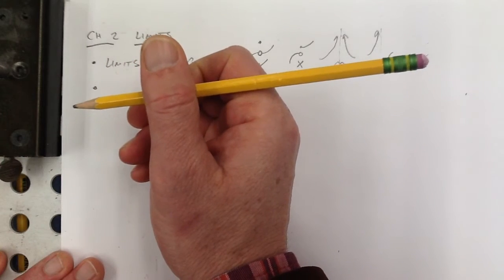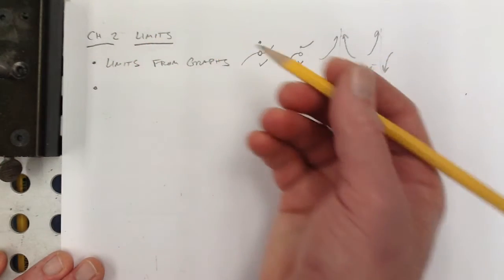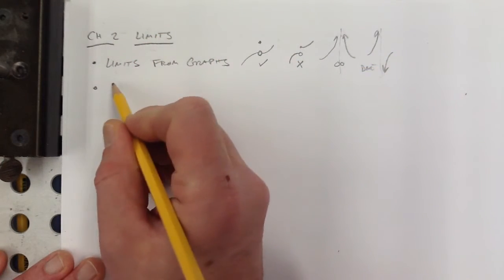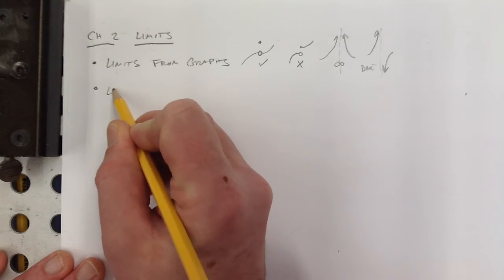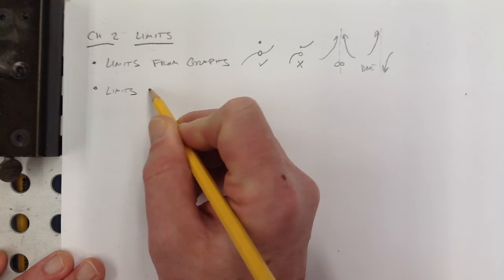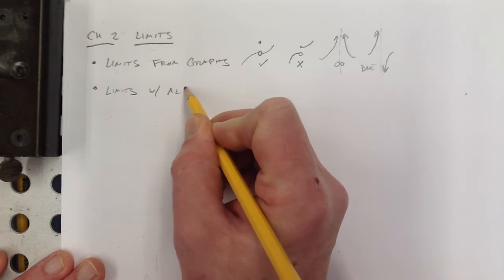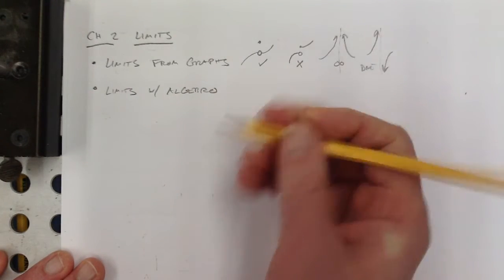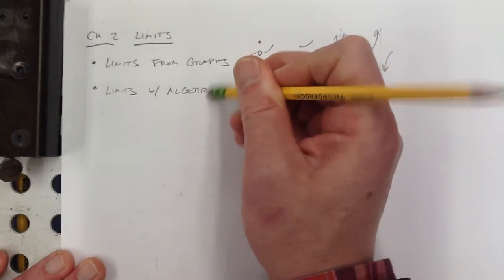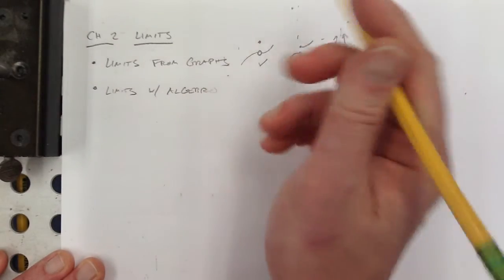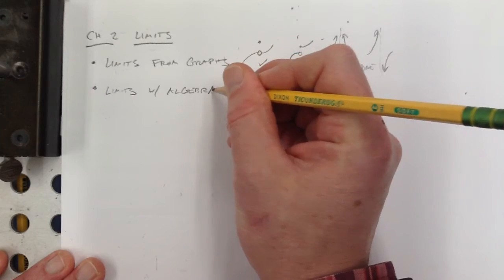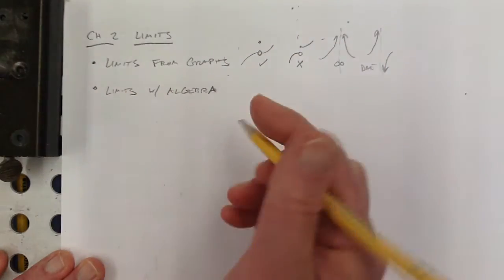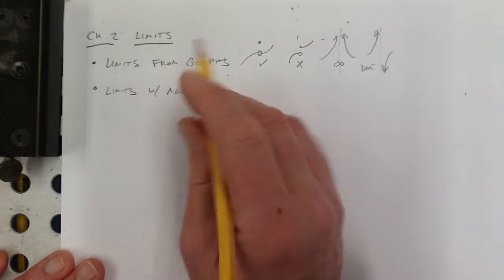And what else we got? How to compute limits. And I'm going to call that limits with algebra. That was when we did factoring and cancel. Algebro. That's funny. Remember that dude in your algebra class? That algebro. So limits with algebra, like factoring and canceling and stuff like that.